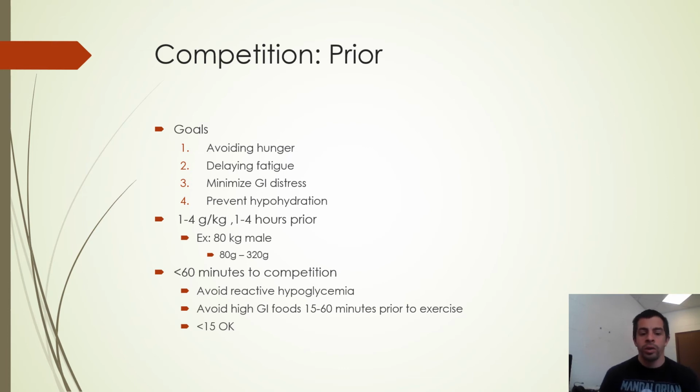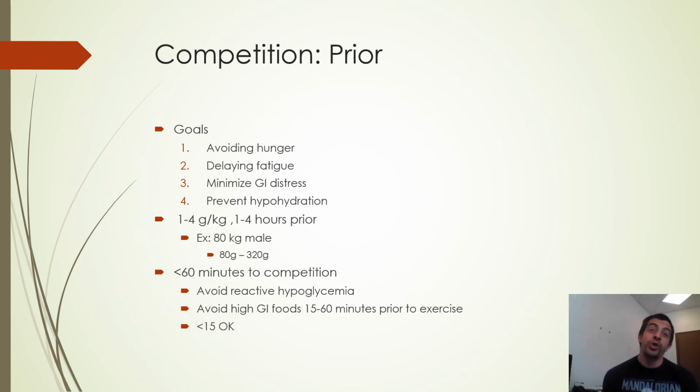All right, so to wrap up here, we talk about when we're ingesting carbohydrates prior, during, and after. Our goals when we're eating should be to avoid hunger, delay fatigue by providing substrates to our body, minimize GI distress, which is not talked about enough, and then prevent hypohydration. We can alter goals 1 through 3 with carbohydrates. Preventing hypohydration, not so much. In a sense we can because carbs retain water, but focusing on 1 through 3 is really what the book talks about.